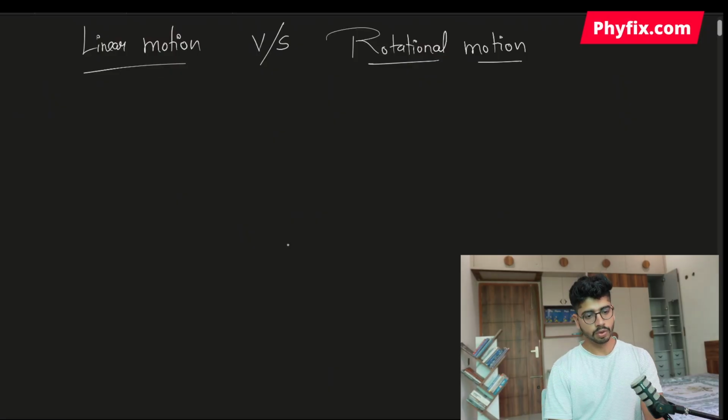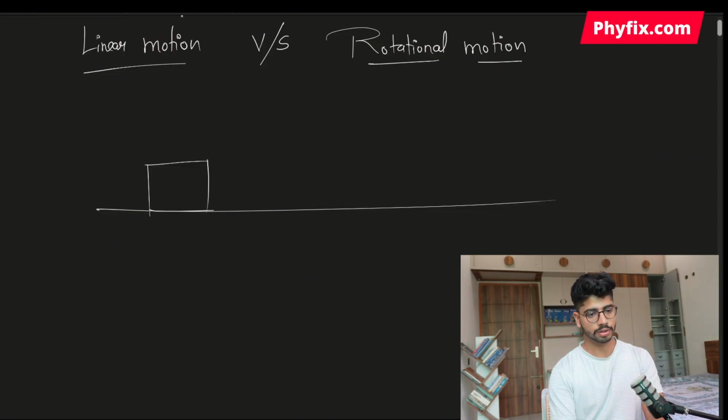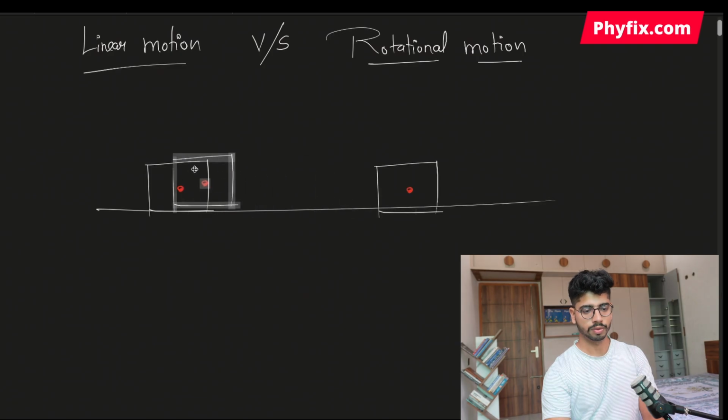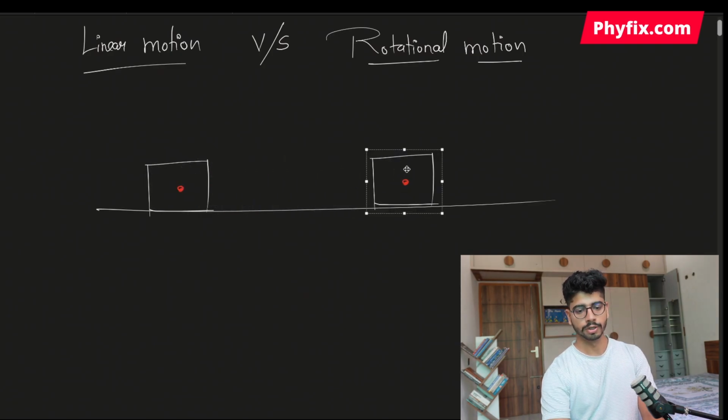So linear motion: there is a center of mass of the body. This is the center of mass of a body that gets moved from one position to another position. We call it a translational motion. Let's suppose it gets moved from this position to this position. So its center of mass gets moved.